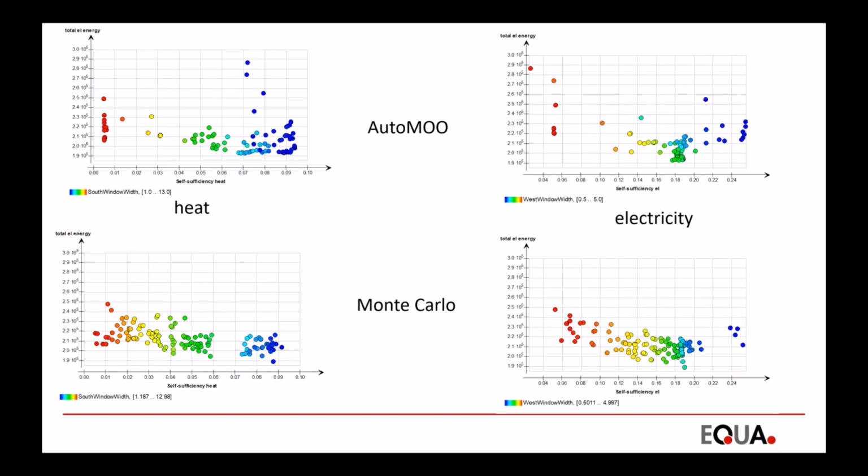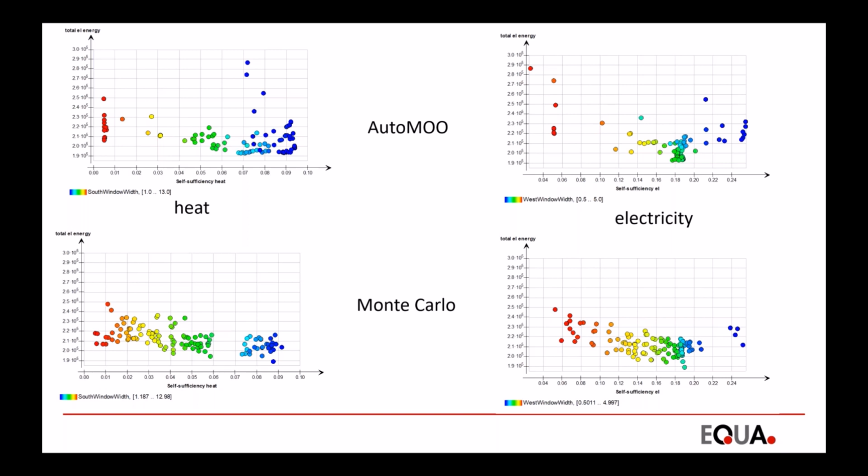The colors indicate the window width. Of south windows to the left, those between the thermal collectors, and of west windows to the right, those between the PV panels. In all 4 diagrams, we see a strong correlation between window width and self-sufficiency. So you can see the blue dots to the right and the red dots to the left. And this does not surprise. Actually, low window width means high panel size and means high self-sufficiency.